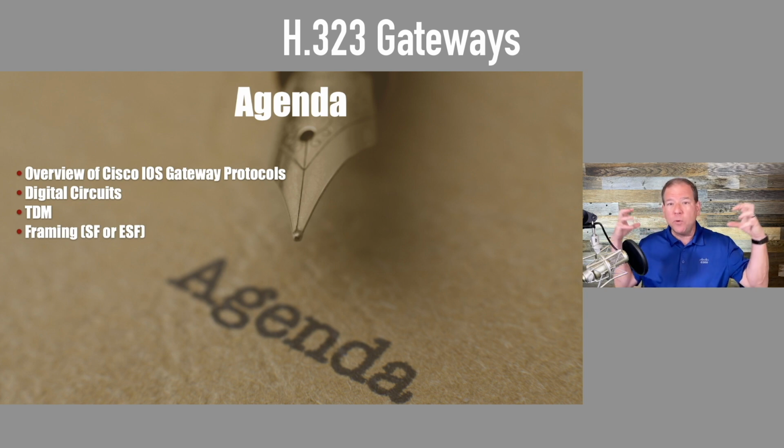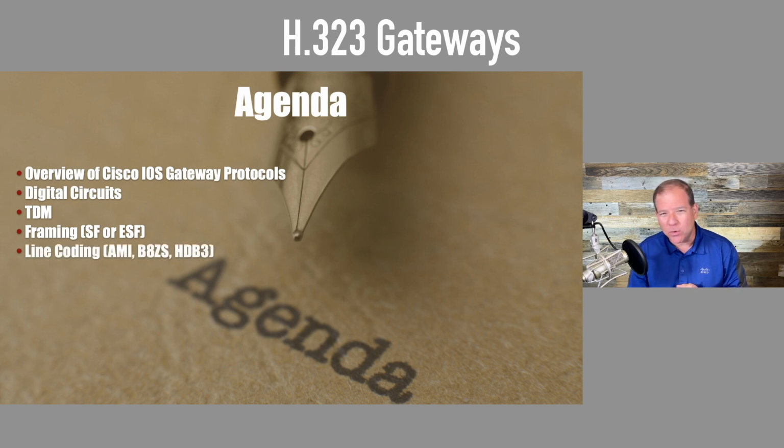And when we group those voice frames together, we don't send out just one frame at a time typically. We're going to see that a frame is 193 bits in length. We don't send out just one frame. We group them together in either a super frame or an extended super frame. That's in the T1 world, and we'll take a look at why we might want to do one or the other.